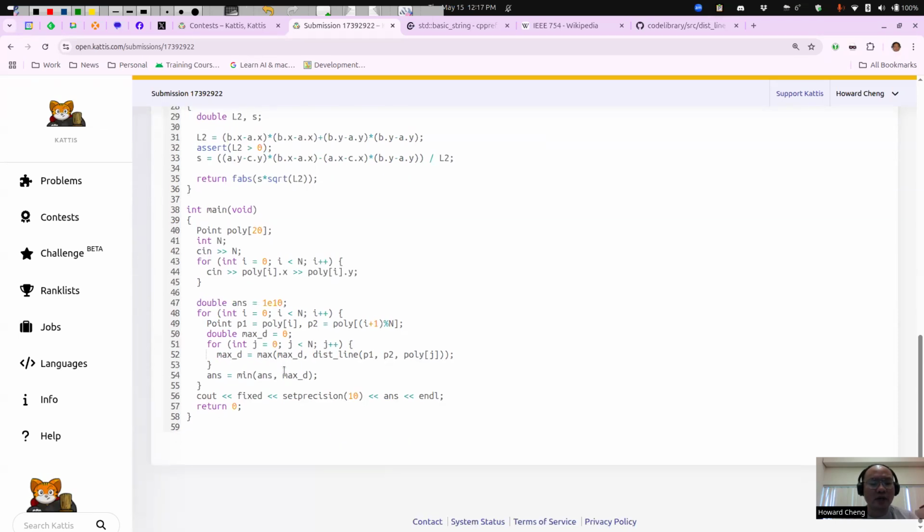So if you want to think about this, what is the complexity? It's an n double loop, it's n squared. So yeah, n is 20, so it doesn't really matter. But even if n is 1,000, this is only a million iterations, so it's definitely good enough.